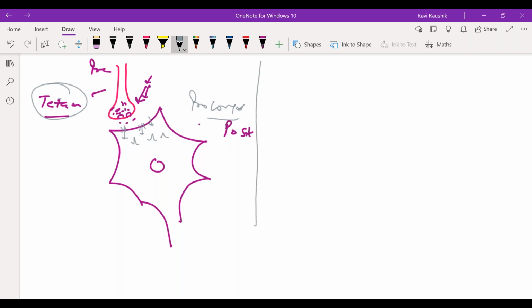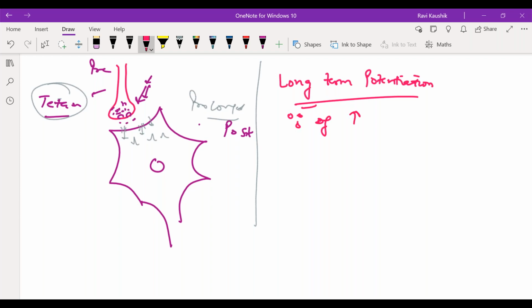Also, what happens if this potentiation gets really prolonged for hours or days? This is known as long-term potentiation. So long-term potentiation refers to when the post-tetanic potentiation is prolonged. Okay. And why is it there? It is there because of the increase in, again, intracellular calcium, in the postsynaptic neuron.